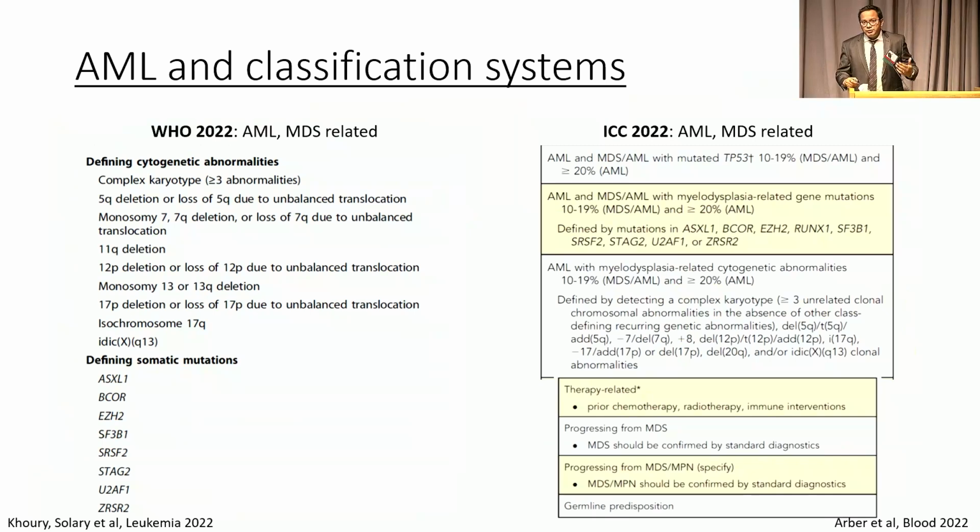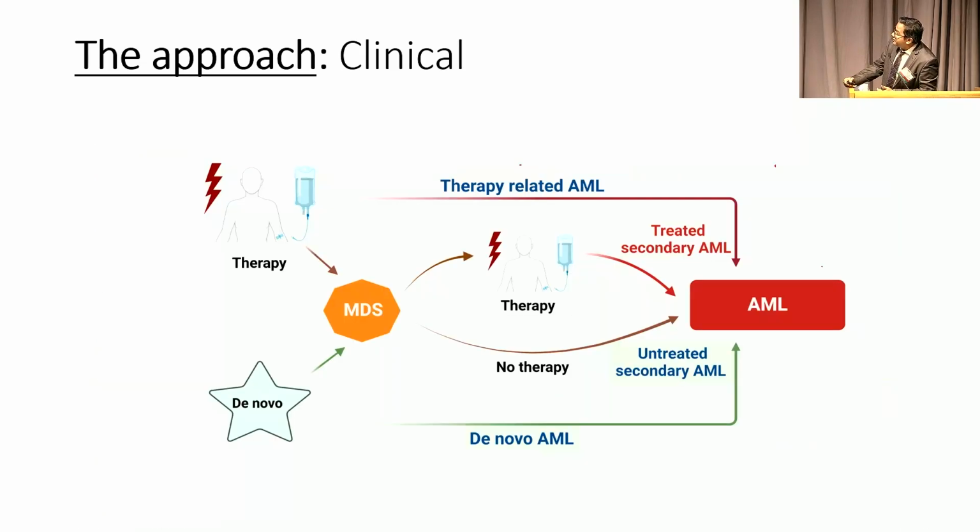That leads to the evolution of newer thoughts, which includes inculcation of the genomically defined subset of secondary AML, both by WHO as well as the ICC, and they were similar in this front despite many other differences. Now, what is the approach to secondary AML? You could have patients who receive therapy, that is radiation or chemotherapy. Then they go on to develop MDS, so that's therapy-related MDS. Then they progress to AML, so that's secondary AML, but in the background of therapy. So we could call these patients treated secondary AML.